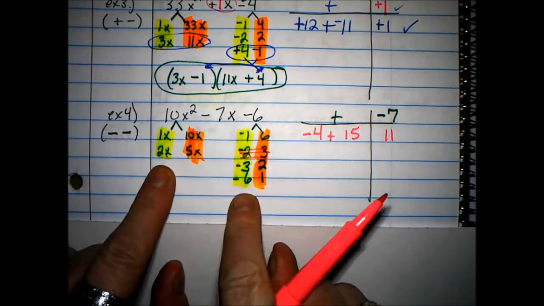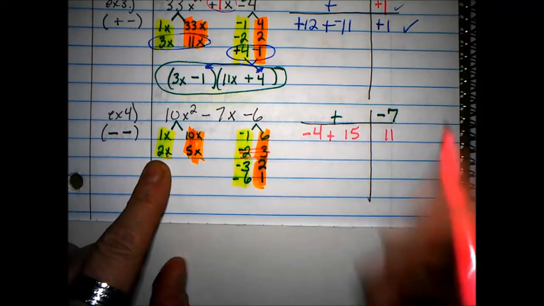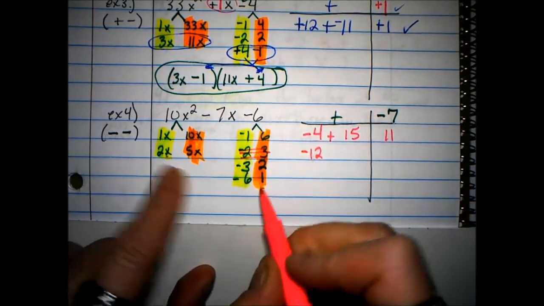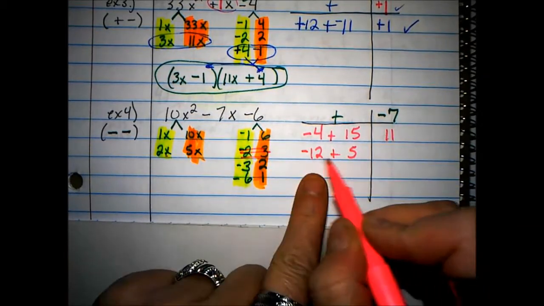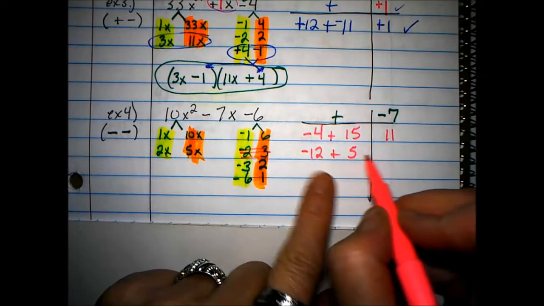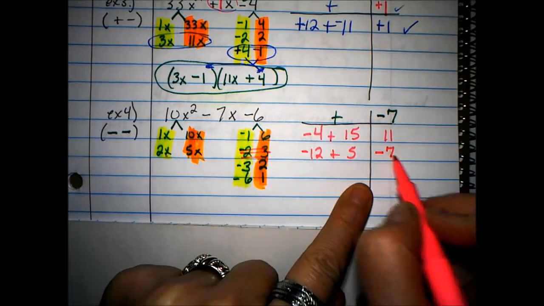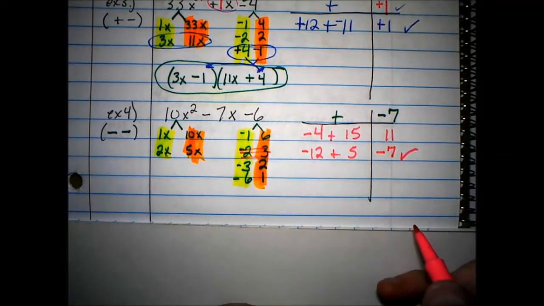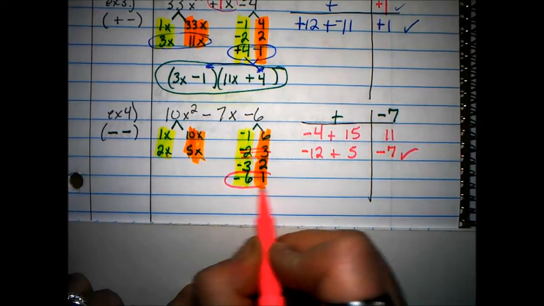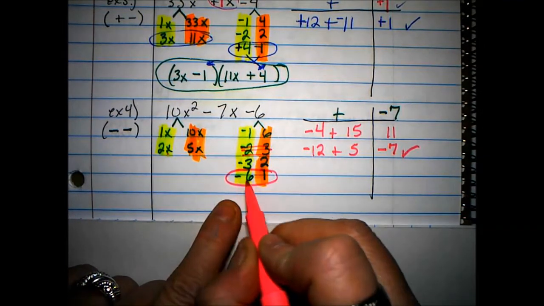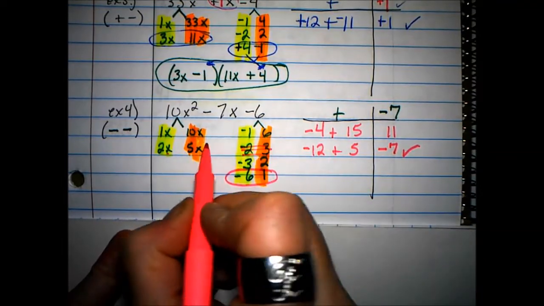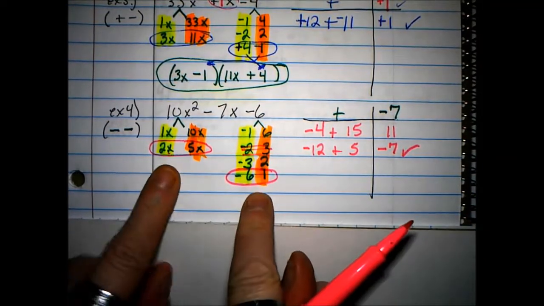Now let me go at the bottom here. 2 times negative 6 is negative 12, and 5 times 1 is 5. Negative 12 plus 5 is, oh, guess what? There it is. Bingo. Negative 7. There are my terms. And my signs match too, so that means the 6 was actually negative in my problem. So there are my factors I'm using.